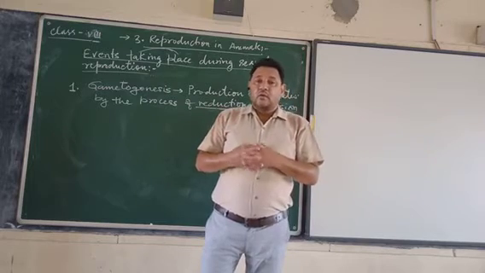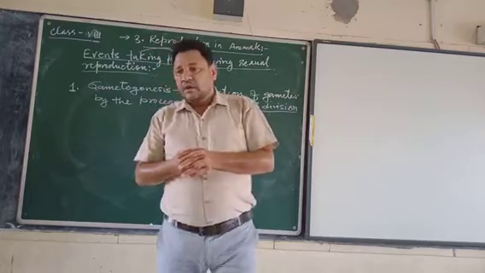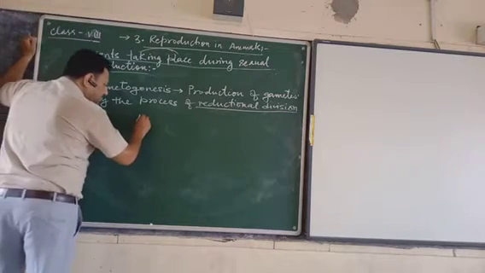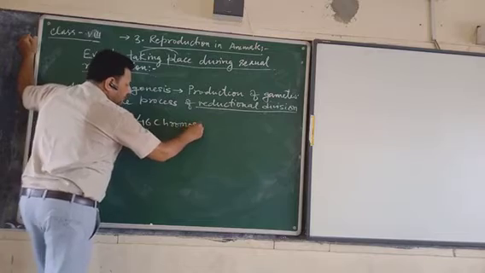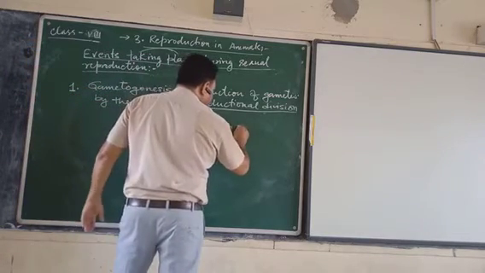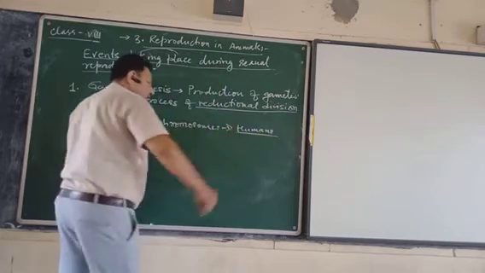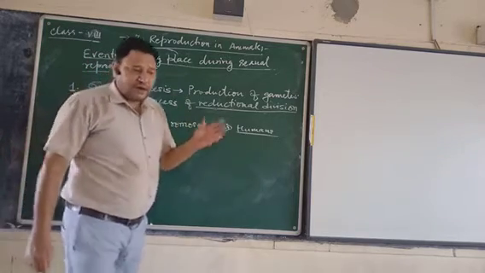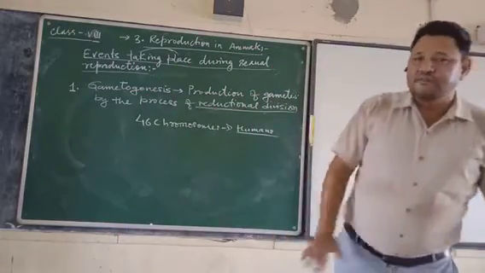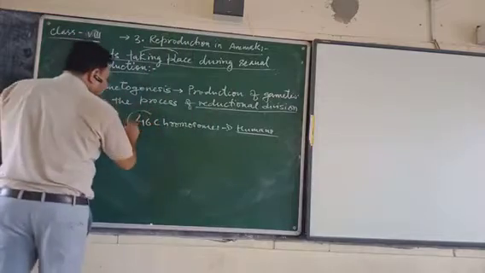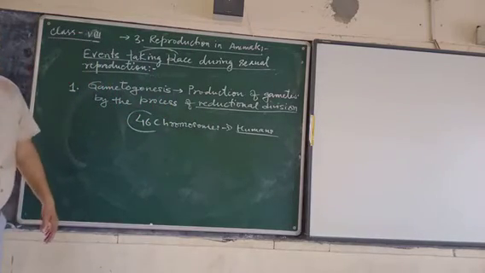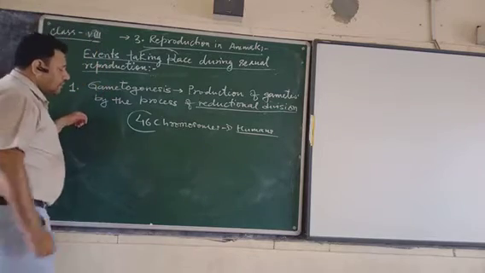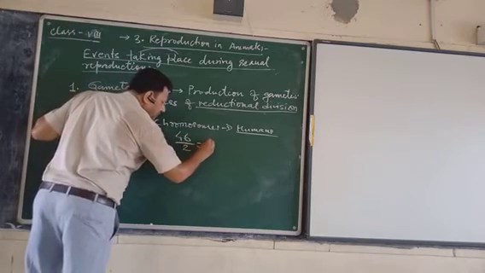Now the question is, what is reductional division? As you know, 46 chromosomes are there in humans. You should know that the number of chromosomes in a given organism is always constant. So, 46 chromosomes are there in humans. When reductional division takes place, the number of these 46 chromosomes will become 23.